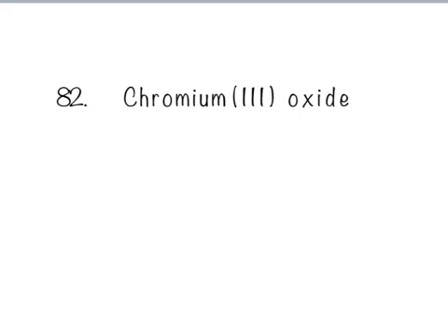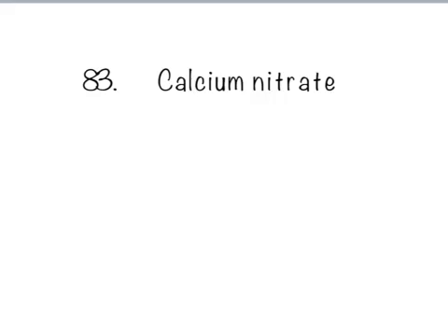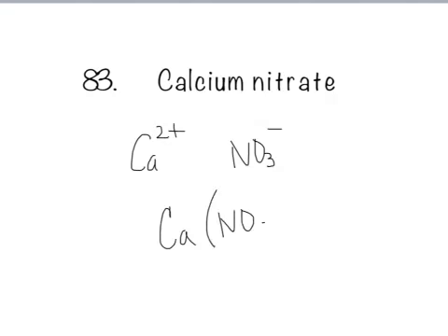Okay, chromium 3 oxide, this tells me that the charge of chromium in this instance is 3+. Oxide is 2-, and so if you cross them, it's Cr2O3, chromium 3 oxide. Okay, calcium representative, it is always 2+. Nitrate, polyatomic that we have memorized, NO3, and it's 1-, so Ca(NO3)2, calcium nitrate.